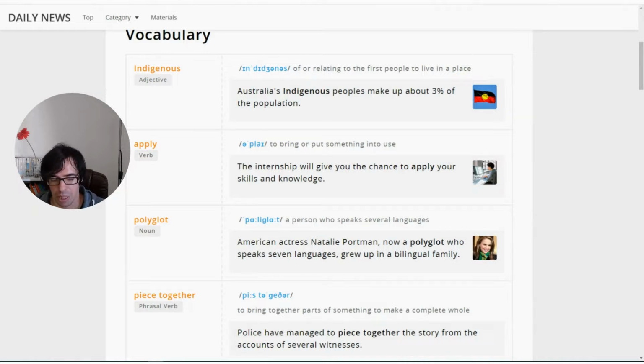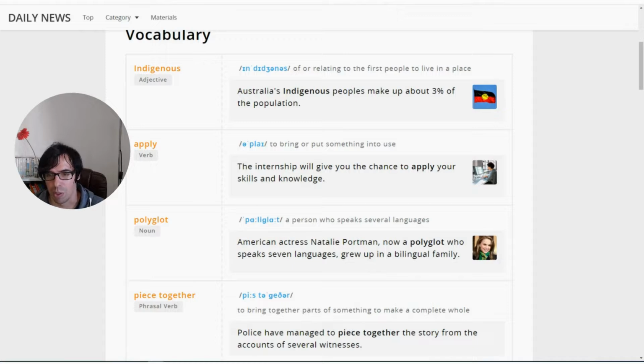So of course the definitions here are going to be relatively basic. So if there are any words here that do interest you, of course it would be possible to take a note of that, and you can then look it up in further detail in your own time. So as well as having the definition, we also have an example sentence. So in this case, the example sentence is Australia's indigenous peoples make up about 3% of the population.